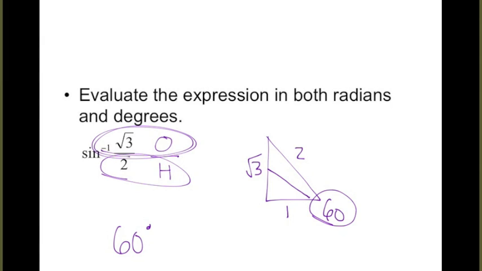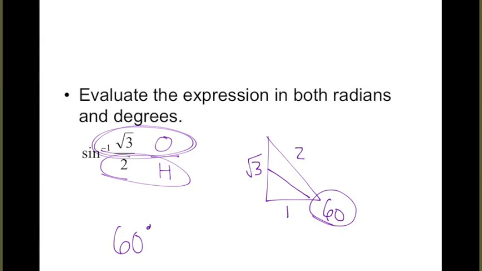The directions for this question ask us to evaluate it in both radians and degrees. So far we have a degrees answer here: this is 60 degrees. We need to turn this into radians as well and give both answers. What was our conversion to move back and forth between degrees and radians?